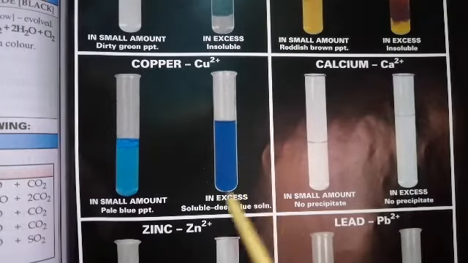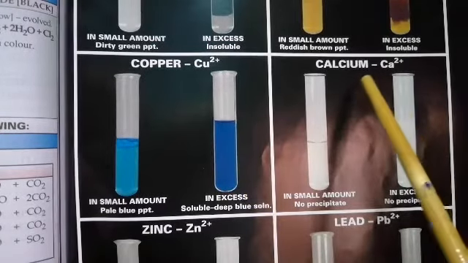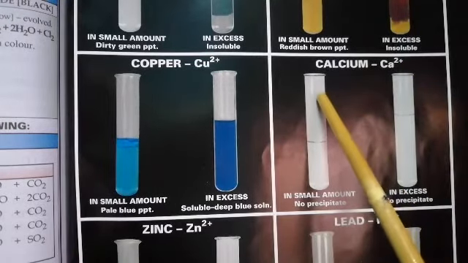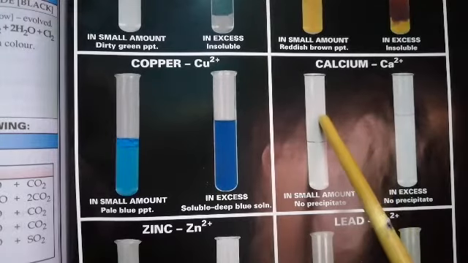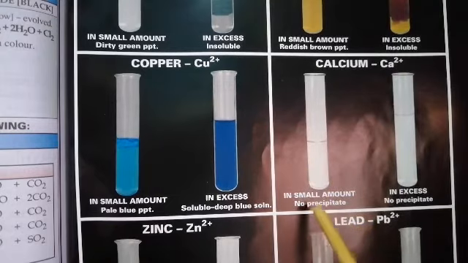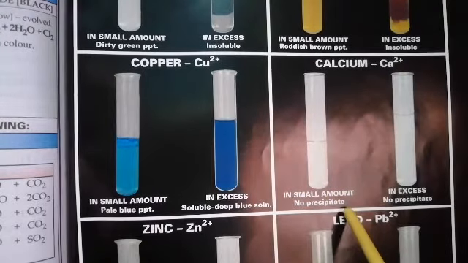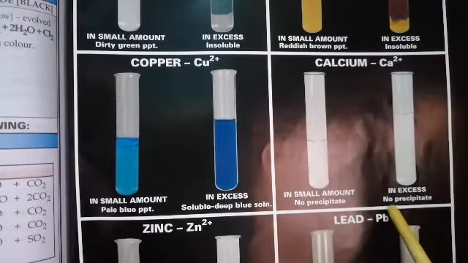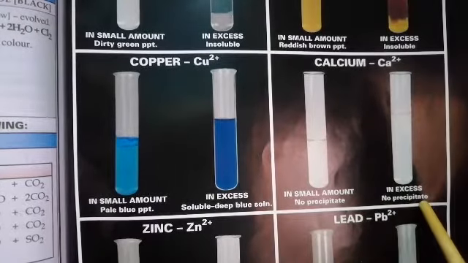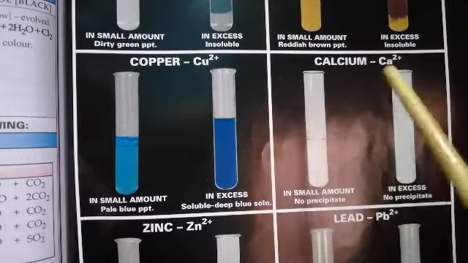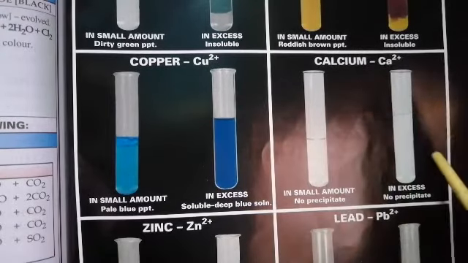Are you with me? Next, let us take a test for calcium ions. Initially, you are adding in small quantity ammonium hydroxide to any calcium salt. There is no precipitation taking place. I just told you the reason a little while ago. In excess also, there is no precipitation taking place. So you can say that no visible reaction takes place.